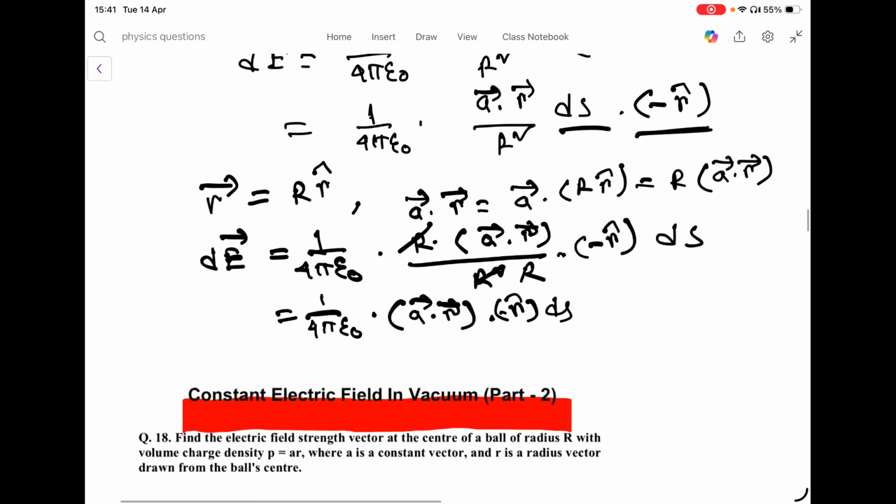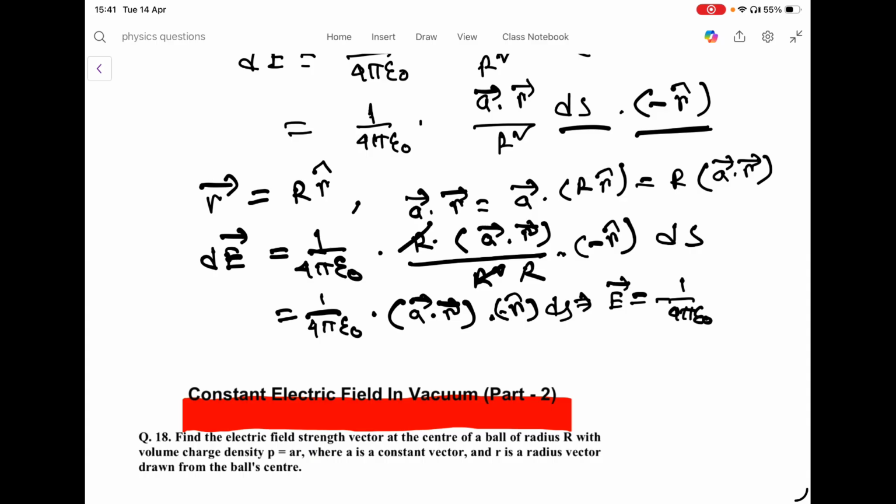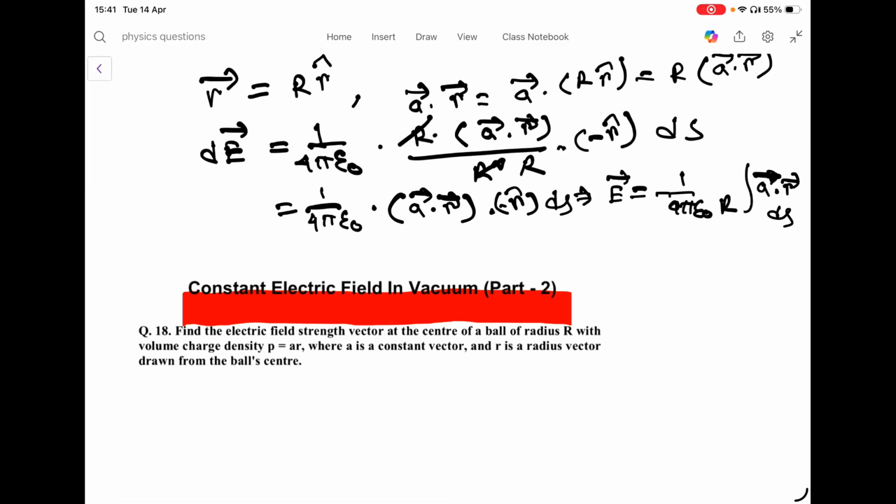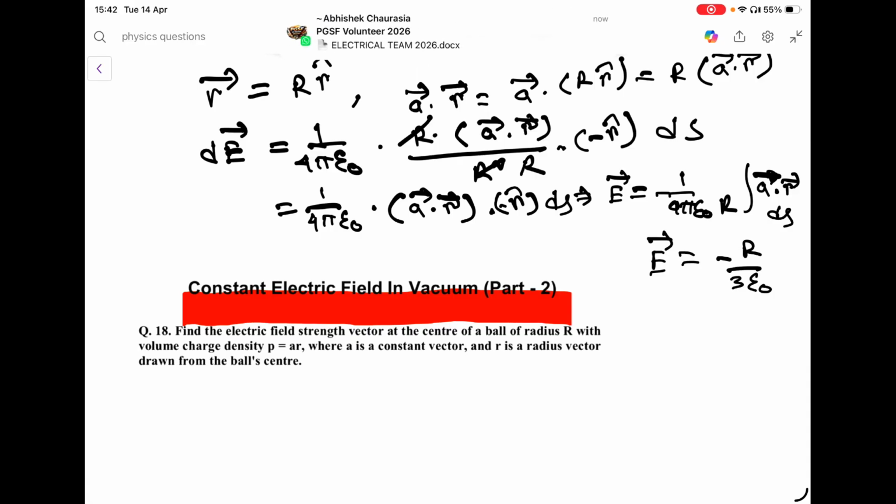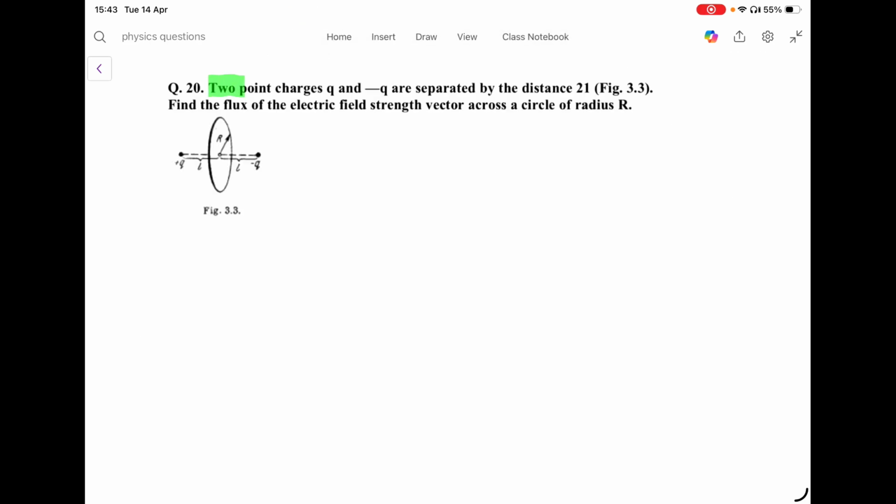Okay. So after that you will integrate these things and you will get 1 by 4 pi epsilon naught into R into integration of A vector into R vector ds. Right? And after integrating, finally you will get the answer minus R by 3 epsilon naught into A vector. Okay.